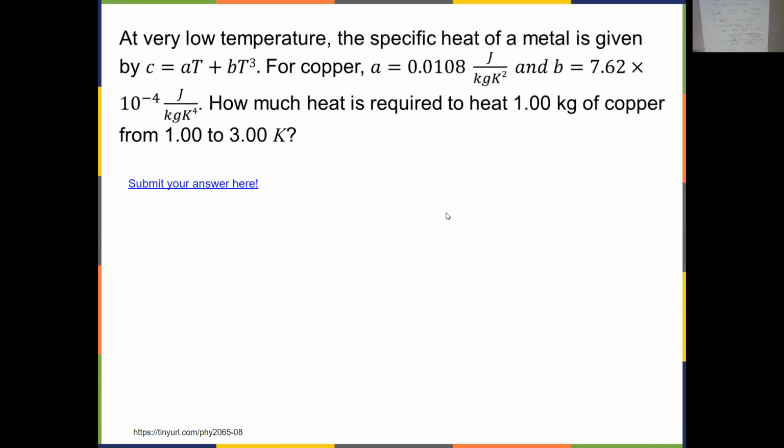Okay, so on that one, we will take a look at this exercise example here. At very low temperature, the specific heat of a material is given by, so specific heat equals A times T plus B times T cubed, where A is a parameter equal to 0.0108 joules per kilogram times Kelvin squared, and B is equal to 7.62 times 10 to the minus 4 joules over kilogram times K to the fourth. It says how much heat is required to heat 1 kilogram of copper from 1.00 to 3.00 Kelvin. So this is very low temperature, all right? It's asking you how much heat, what's Q?